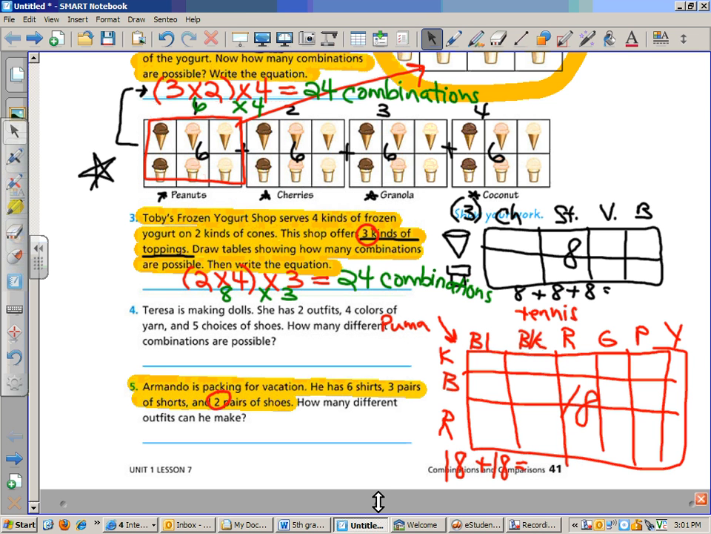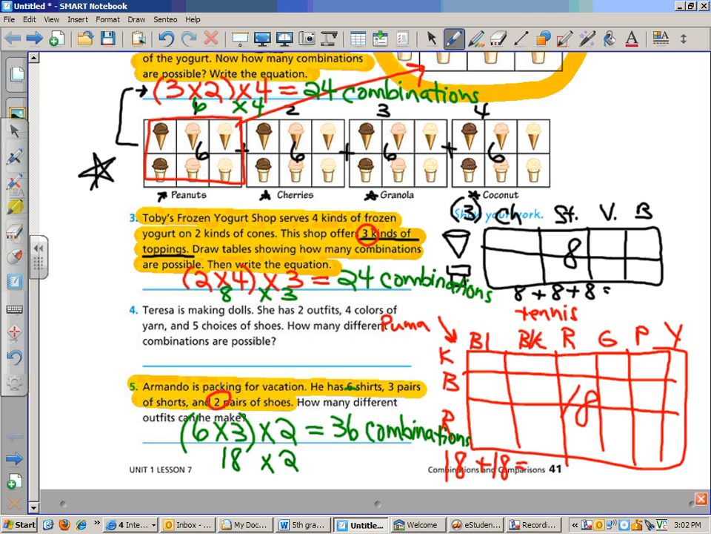Or we can write out that equation and say that we had 6 shirts, let's do that in parentheses, times the 3 pair of shorts. So we're going to figure out how many combinations we have of just shirts and shorts. And once we figure that out, we're going to multiply that against the 2 different types of shoes that we have to equal our total combinations. So if we look down, we have 18 times 2, we double 18. We should come up with 36 combinations.